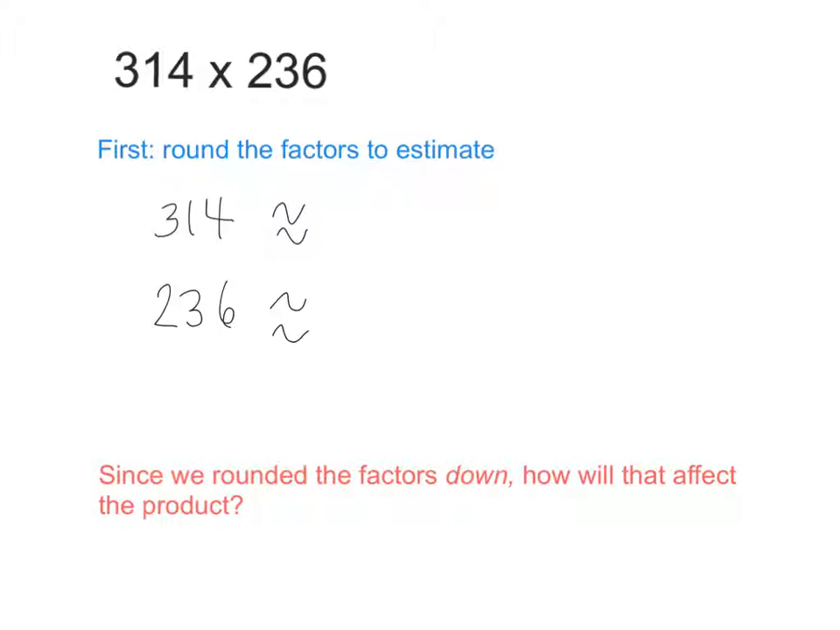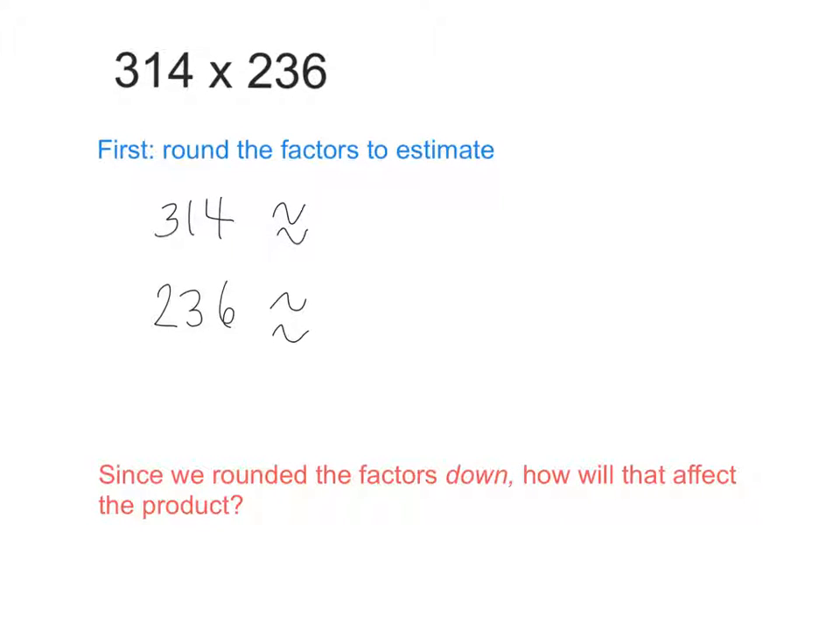Today, as we said, our goal is to be able to multiply numbers using the standard algorithm, which you should be like, yes, I already know how to do that, good. And use estimation to figure out if your answer should be reasonable or not. Okay, so let's write down this problem. 314 multiplied by 236. Those are our factors.